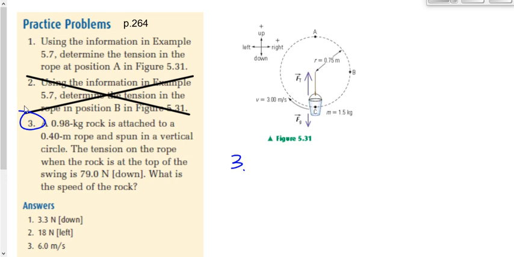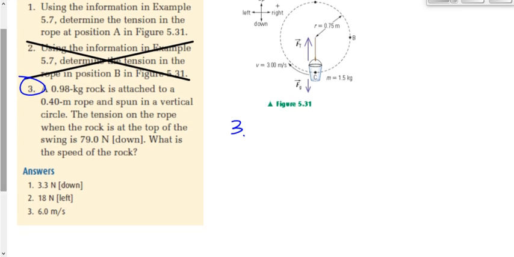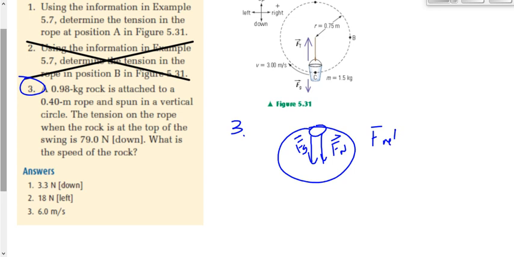Okay, let's draw this. We're at the top of the circle again. Here's the rock. Here's gravity. Here's the normal force, or how many people call that Ft? Okay, how many people call that Fn? Whatever, it's the same thing, right? Potato, tomato. We're going to say F net equals Fg plus Fn. F net is mv squared over r.